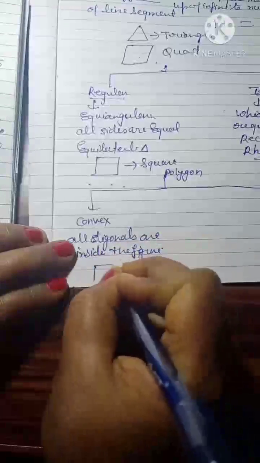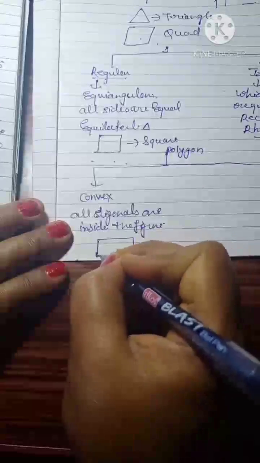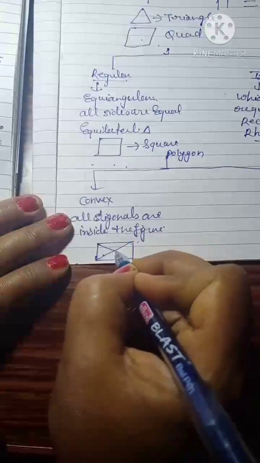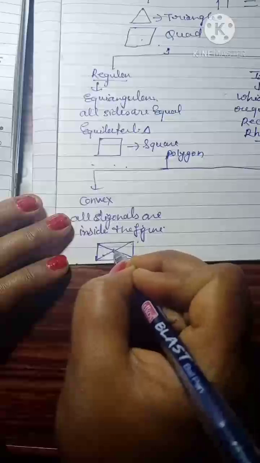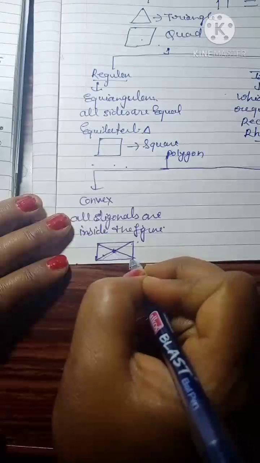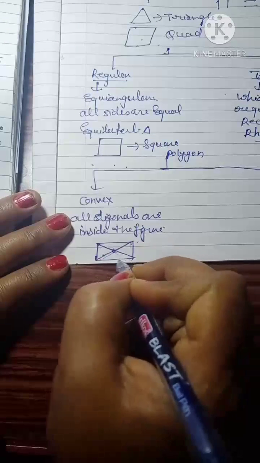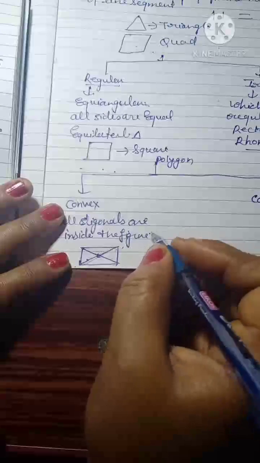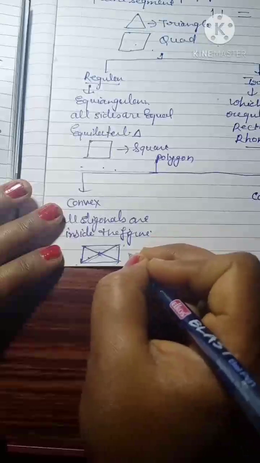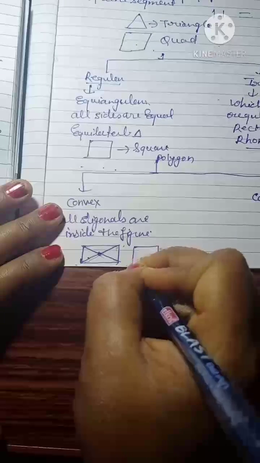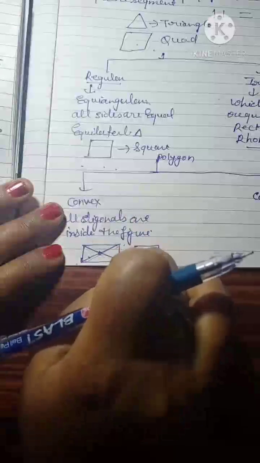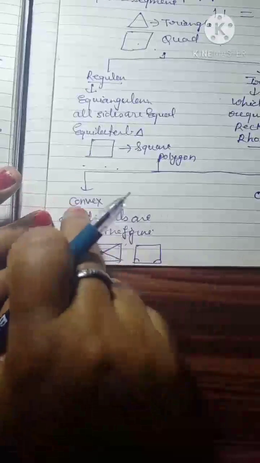Suppose you are making a rectangle, and you draw its diagonals, means when you are joining the opposite vertices. In this way, what you will get, beta, is that the two diagonals in this figure are coming inside the figure. Next thing, for example, I have taken a rectangle. You can see that all the angles are less than 180 degrees. So every interior angle of the figure is less than 180 degrees. That's why it is a convex polygon.